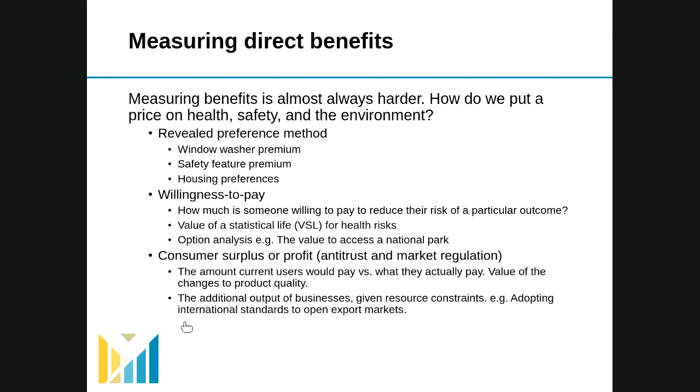And then sometimes businesses will actually produce more output or have higher profits given some resource constraints. A good example of this is when a country adopts international regulatory standards. This can help open export markets, which can make the exports of current businesses more valuable. And it can also help consumers because then they have access to certified products. So we can measure that based on the consumer's preferences for those products and based on how much we think the industry is going to expand if we open that market using some sort of harmonized regulatory standard.